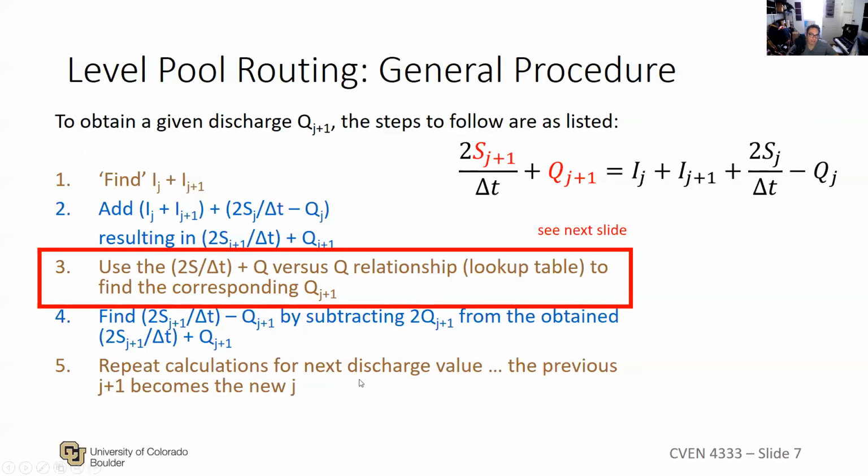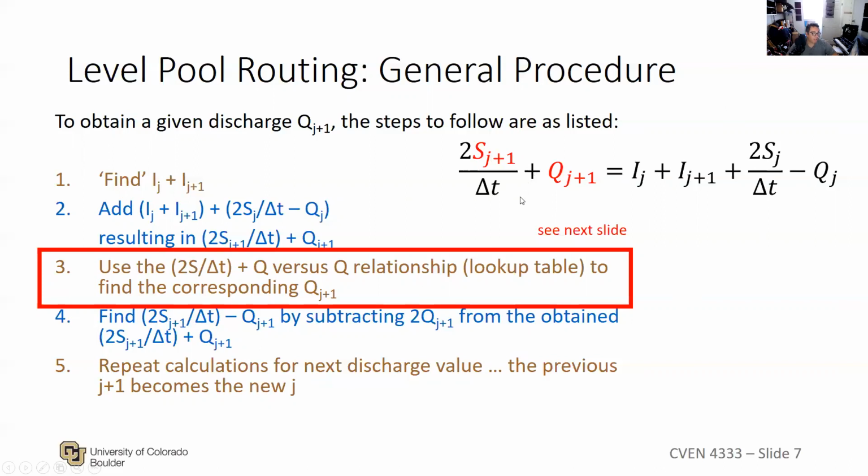And then you move down to the next row of your spreadsheet or the next iteration in your computer program, and then you go to town. Because now that you have essentially the new 2S_j over delta t minus Q_j, you can just add that to this, and you end up getting the next value for your method.